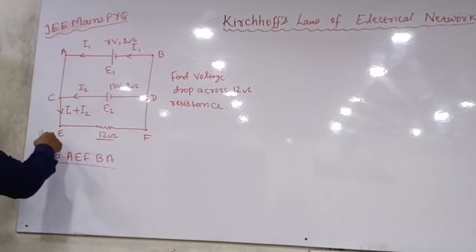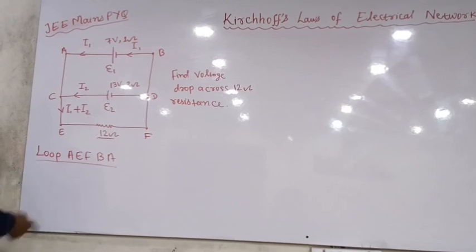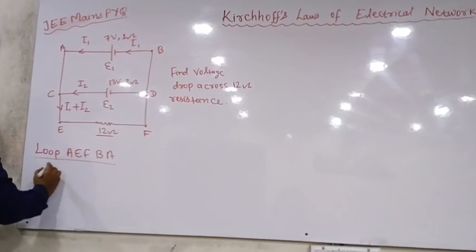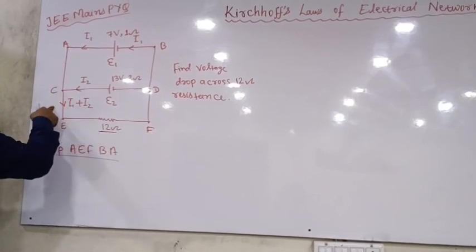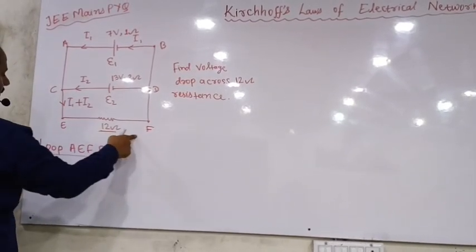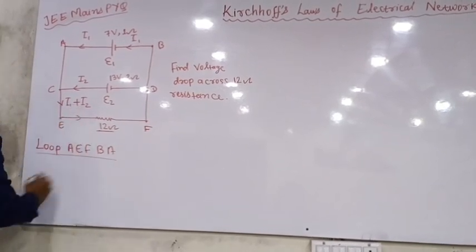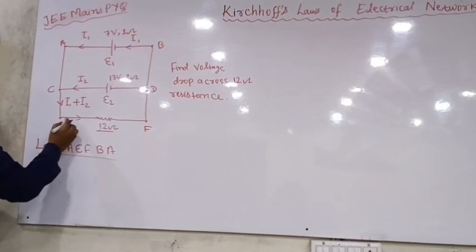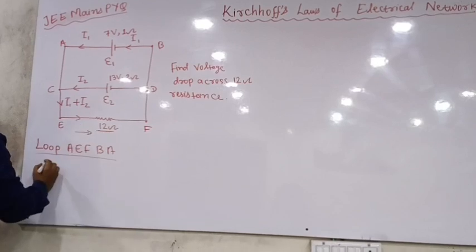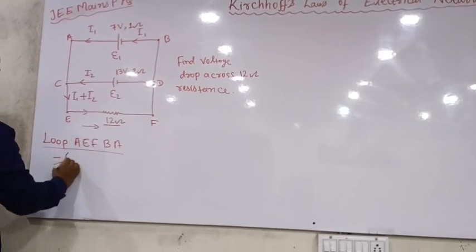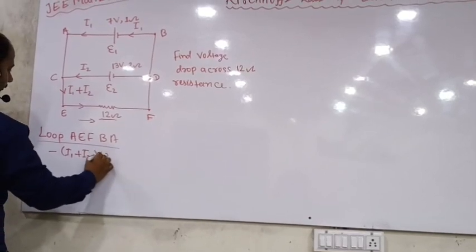for the loop A, E, F, B, A. We have to move in this loop, A, E, F, B, A. So starting from A to E, there is no resistance. After E to F, the current flowing in the circuit is I1 plus I2. Because we are moving in the direction of current, from E to F, it becomes minus (I1 plus I2) into 12.